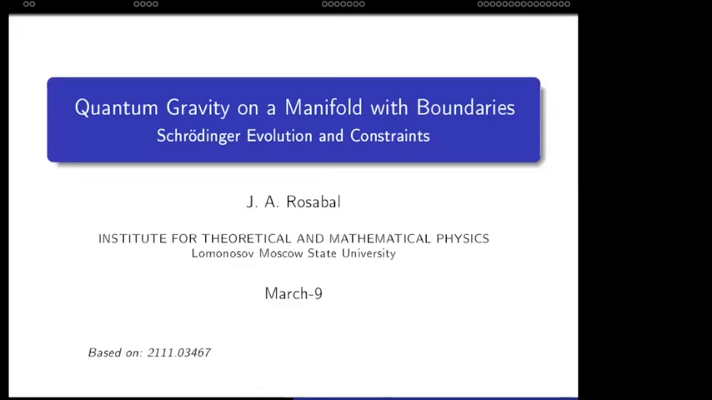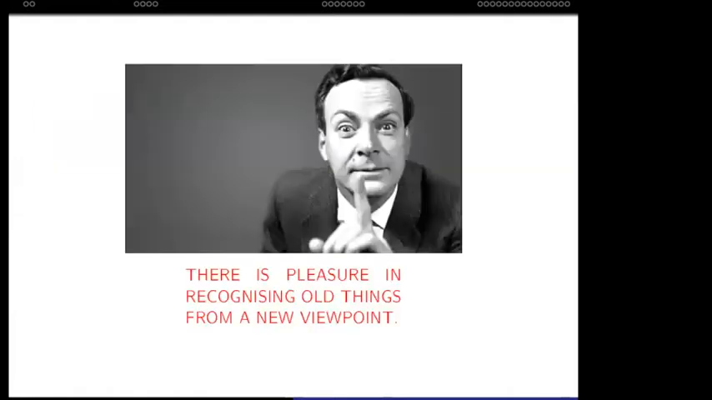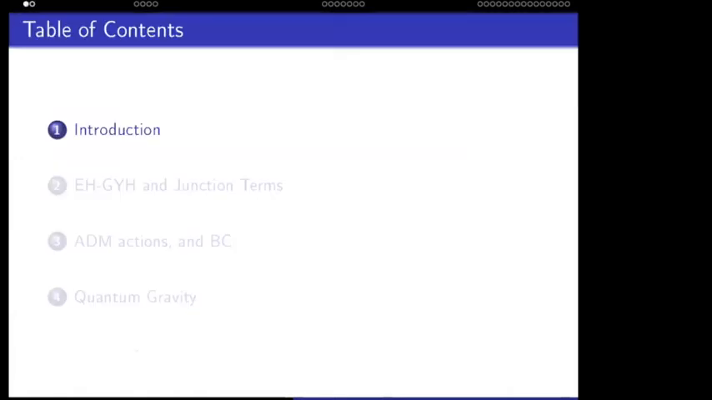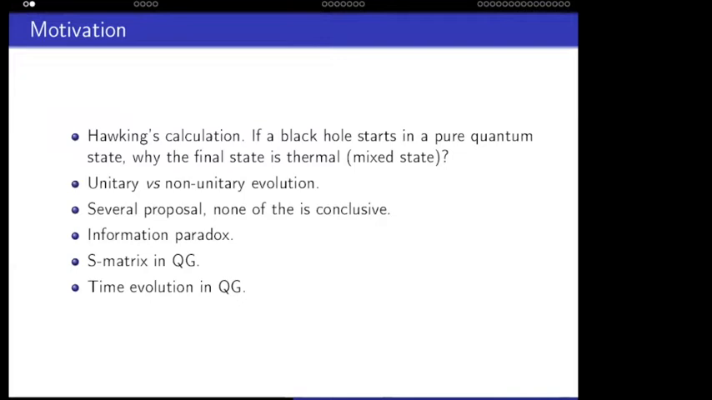I'm going to talk about quantum gravity on manifolds with boundaries, Schrödinger evolution, and constraints. I will explain what the meaning of Schrödinger evolution is. This is work I've been doing for a year, and my motivation is to study black hole evaporation. And you know that in quantum gravity, there is no time evolution.